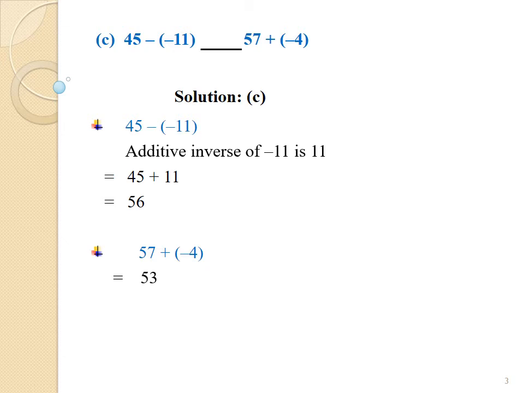Students, now we have to compare the answers of 45 minus 11 and 57 plus -4. Thus, comparing 56 with 53, we can say that 45 minus 11 is greater than 57 plus -4. Thus, 45 minus 11 is greater than 57 plus -4.